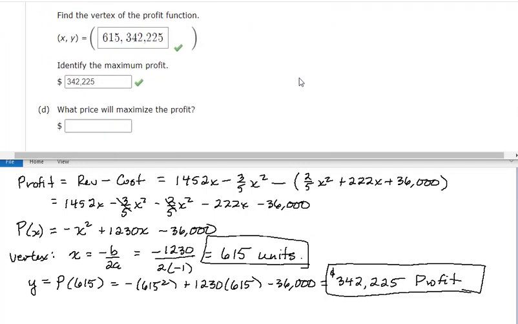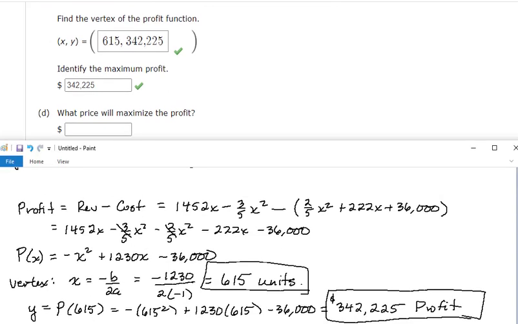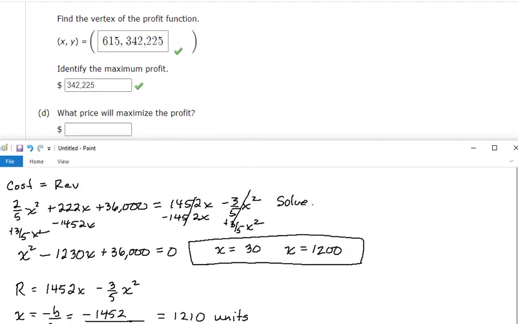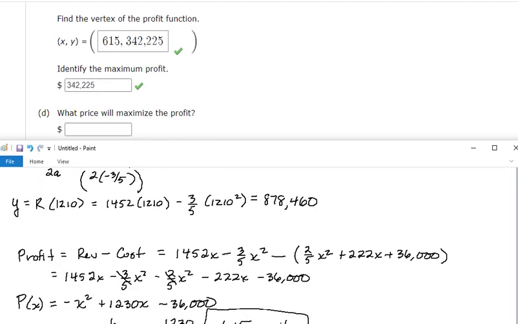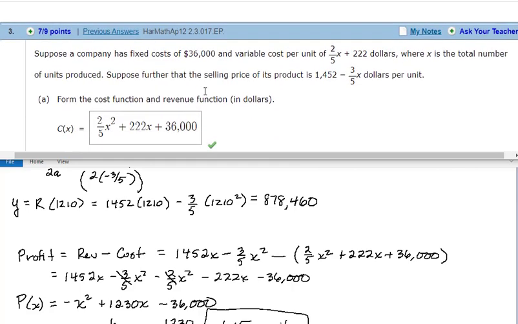Last question, what price will maximize the profit? Okay, which equation out of all of this problem is in charge of price? Where does the price equation happen? Well, it's actually right up here. It's probably the easiest place to find it. There it is. The selling price of the product is, there it is.